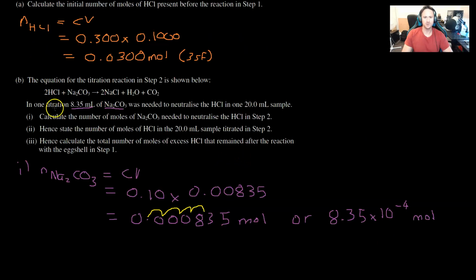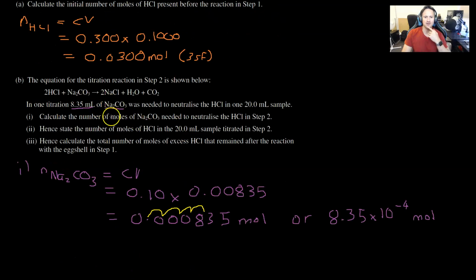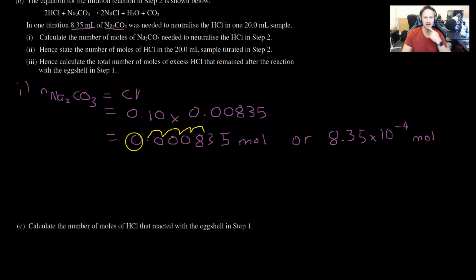Okay, so part 2, hence state the number of moles of HCl in the 20 ml sample titrated in step 2. So we want to find the number of moles of HCl. So even though we're finding out HCl, this number of moles of HCl is what we use initially. And over here, we are using HCl that is in excess. So essentially that's present after the initial reaction with the eggshell. So even though I'm working out the number of moles of HCl, I'm just going to do a different color to indicate the number of moles of HCl that is in excess. So I'll use green for that, just to help me differentiate the two.